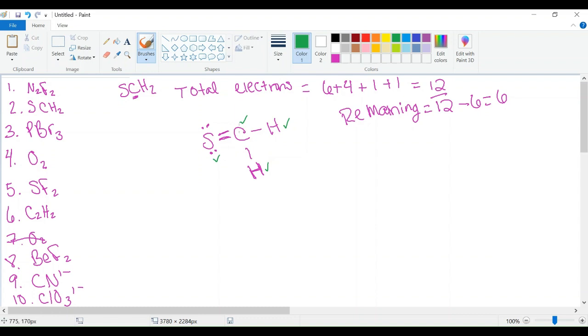So now everybody's octets are satisfied, and I have to make sure, do I have the same number of electrons that I started with? So I add them all up. I have 2, 4 lone pairs, and then 2, 4, 6, 8 from my bonds. So I have 4 in my lone pairs, 8 in my bonds. That's 12 altogether.